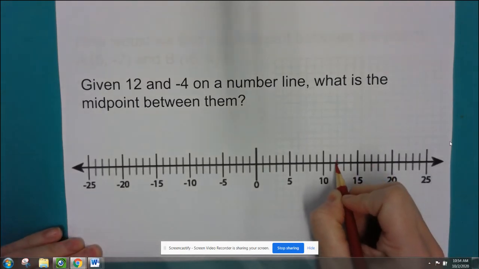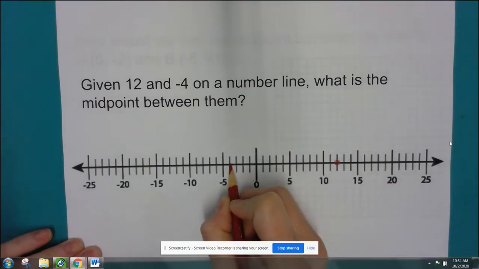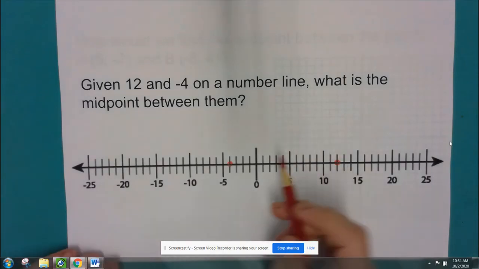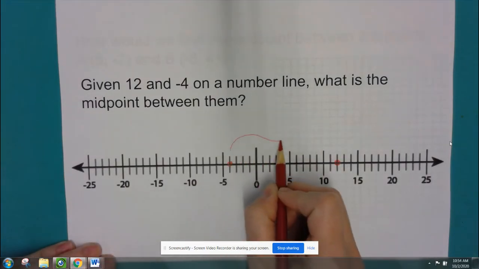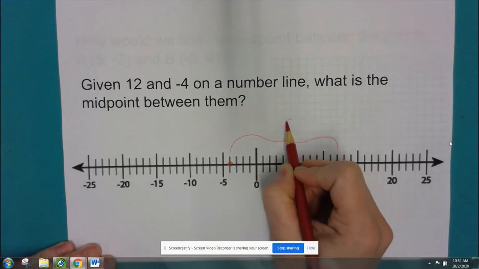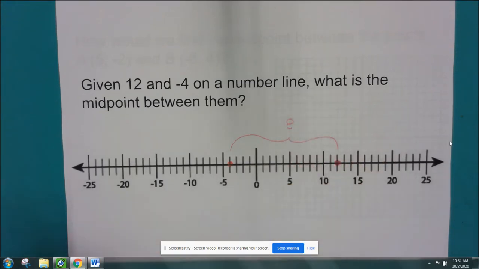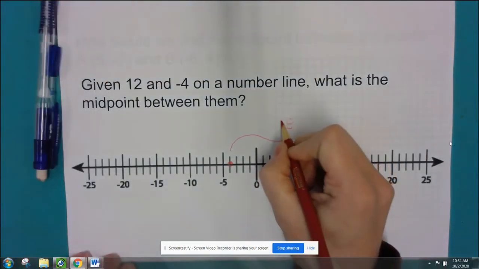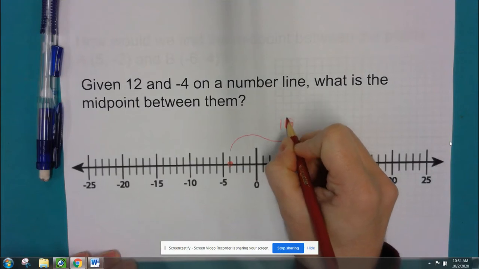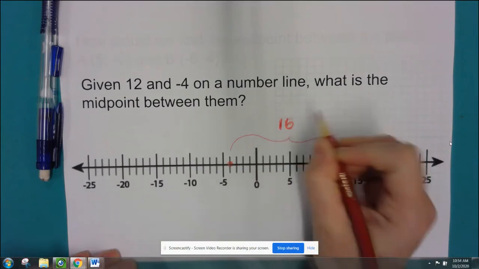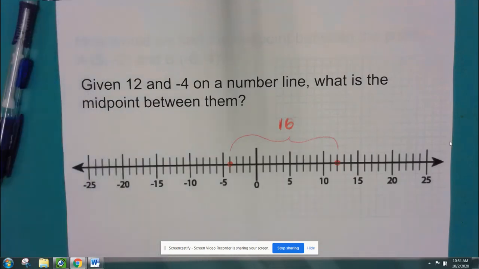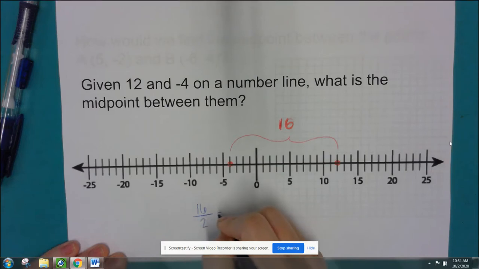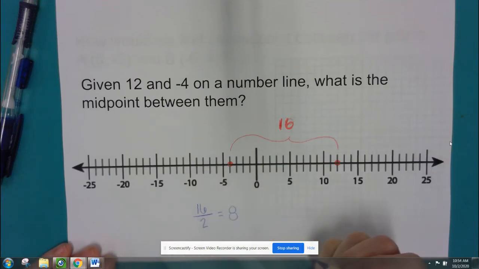So I'm going to put 12 and -4 on here again. And the other day, we figured out that the distance between these 2 points is 8. I'm sorry, 16. I'm thinking ahead of myself. This is 16. You'll see in just a moment why 8 matters. All right, now if I want the middle, I have to take that space and divide it by 2. That's where the 8 came from.